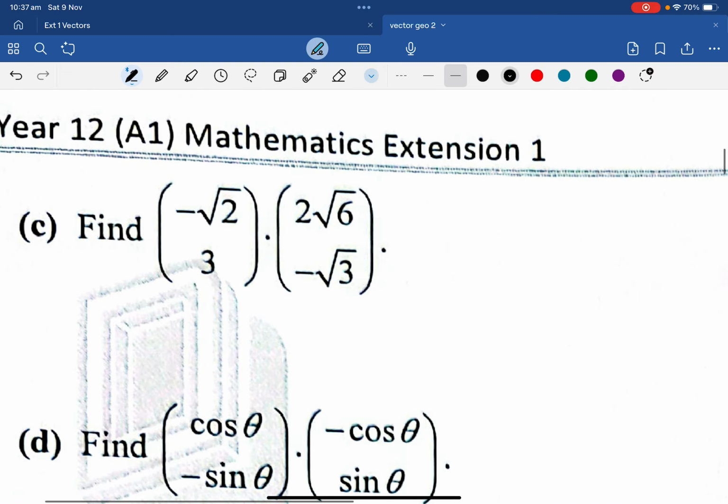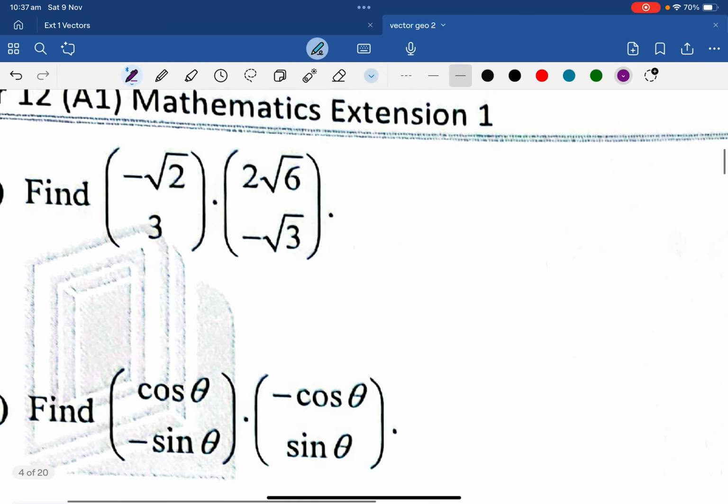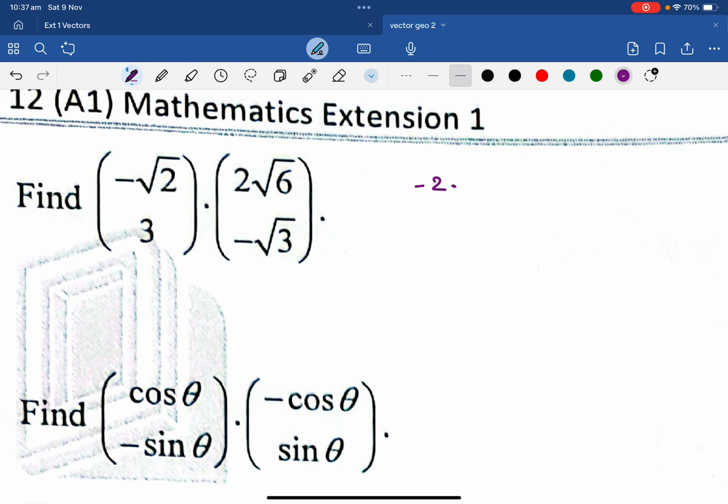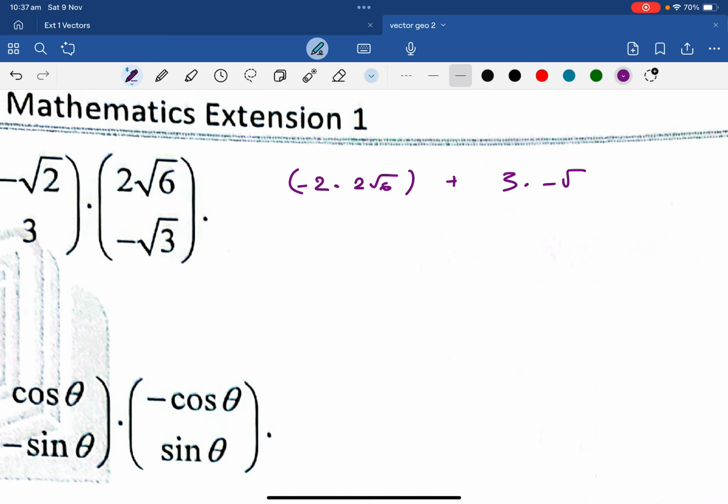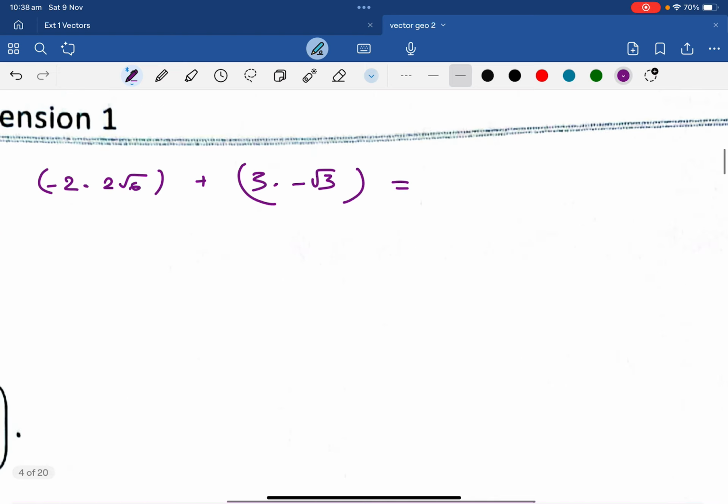Looks like we're having the same types of questions on repeat. Let's use a different color. Let's use purple. Why not? So minus 2 into 2 root 6 plus 3 into minus root 3. Okay, just adding those two and well, you'll get minus 7 root 7.